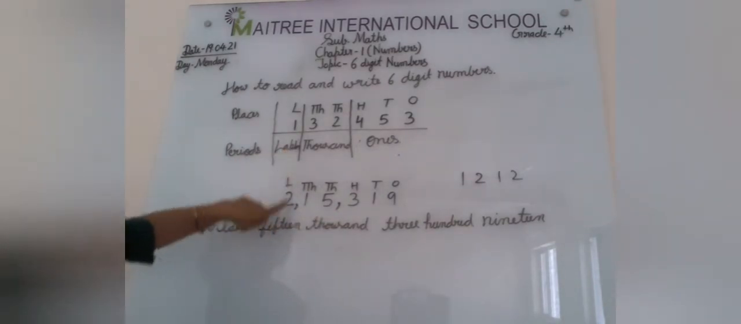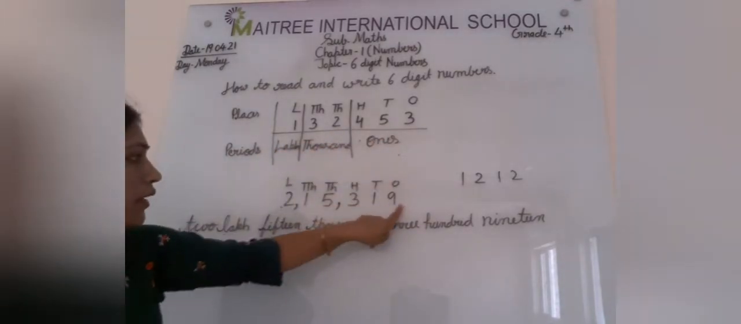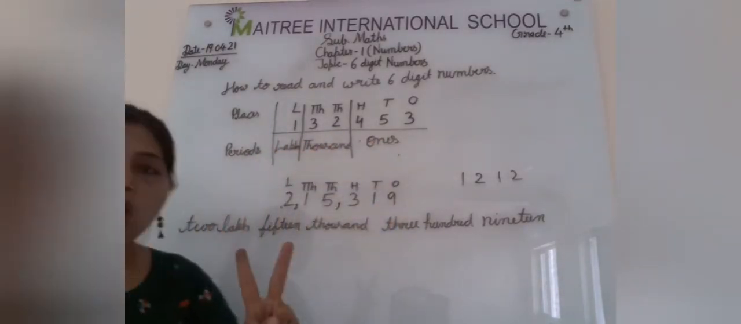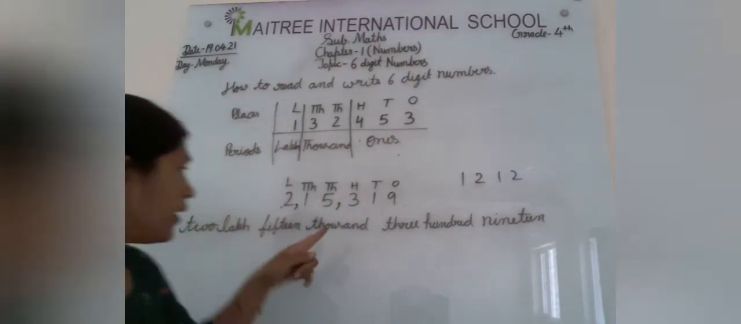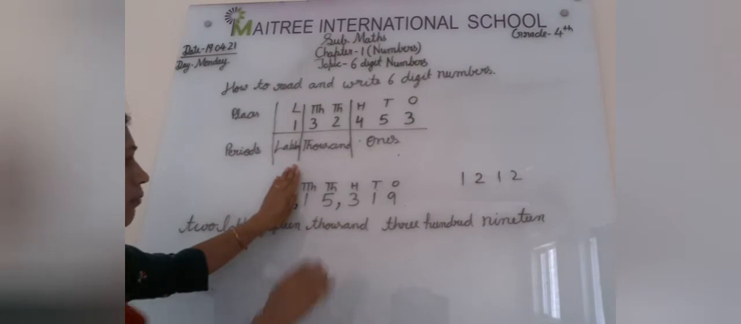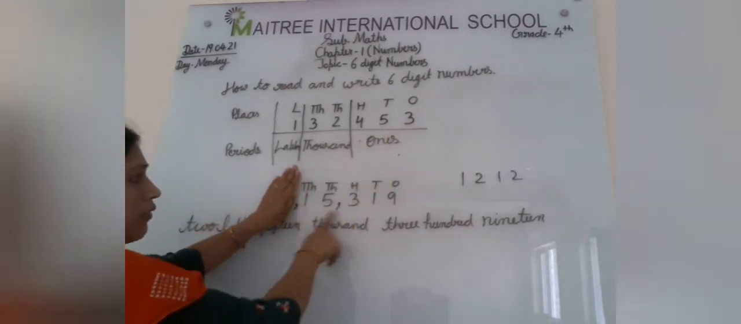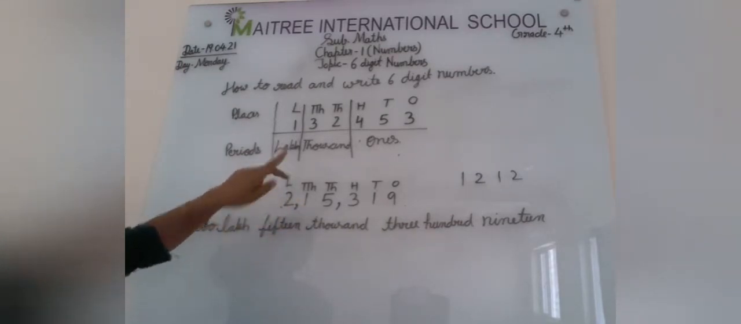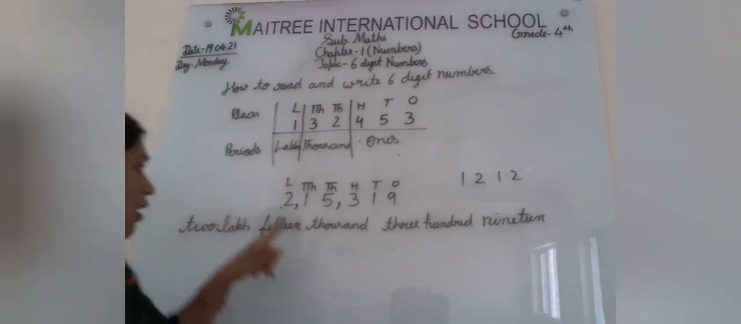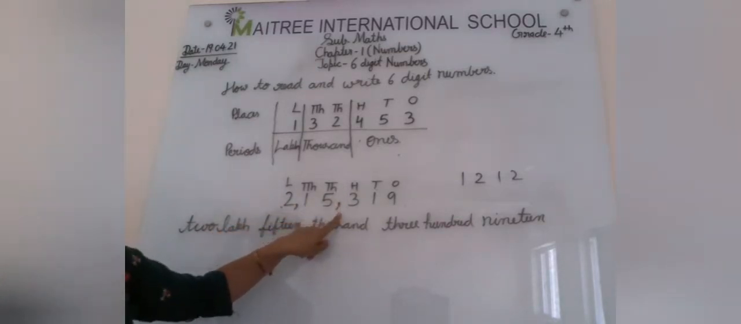Lakh, this is a lakh period, this is 1000 period, and this is one's period. So we will need to put two commas here. In a 5 digit number, we were putting only a single comma, because there were only the 1000 and one's periods. But here we have one more period, the lakh period. So here we will put two commas. One after lakh and one after 1000 period.